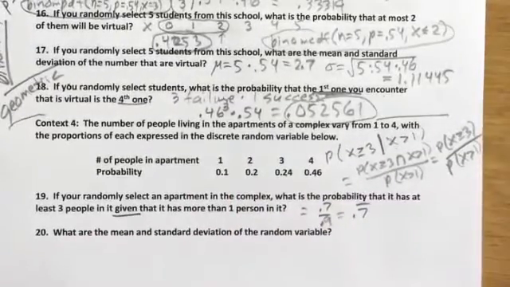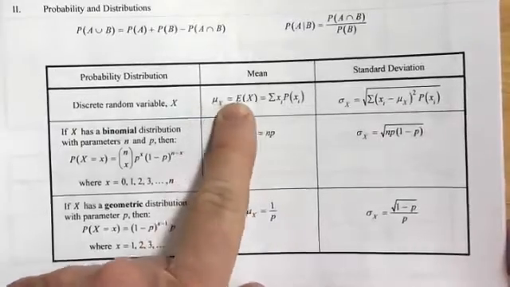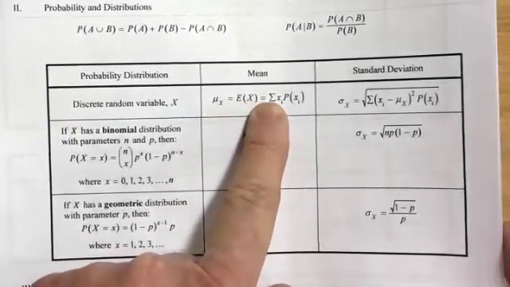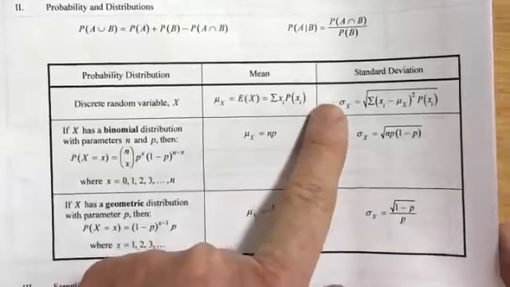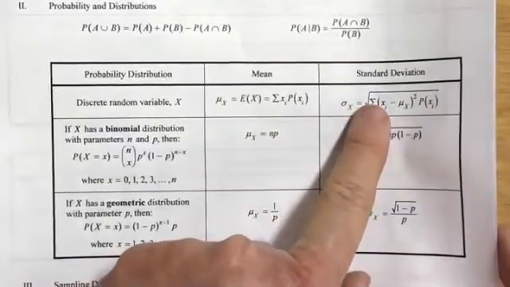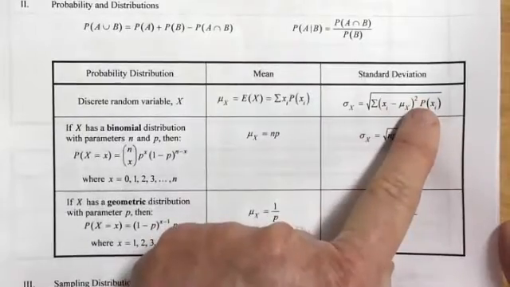And then what are the mean and standard deviation of this random variable? All right, so we have a little formula there. Our little formula for a discrete random variable is that the mean, otherwise known as the expected value, is the sum of every x times every p. And then the standard deviation is this. It's the square root of the sum of every x minus the mean squared times its probability.